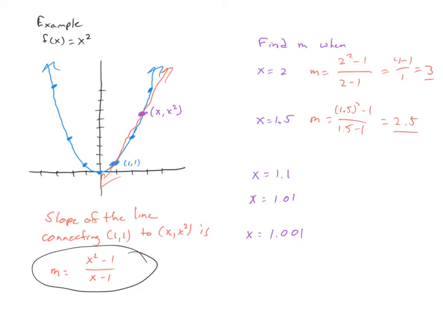What I'd like you to do now is pause the video, and I want you to find the slope of the line using these three values for x here: 1.1, 1.01, 1.001. So pause the video, calculate those slopes.